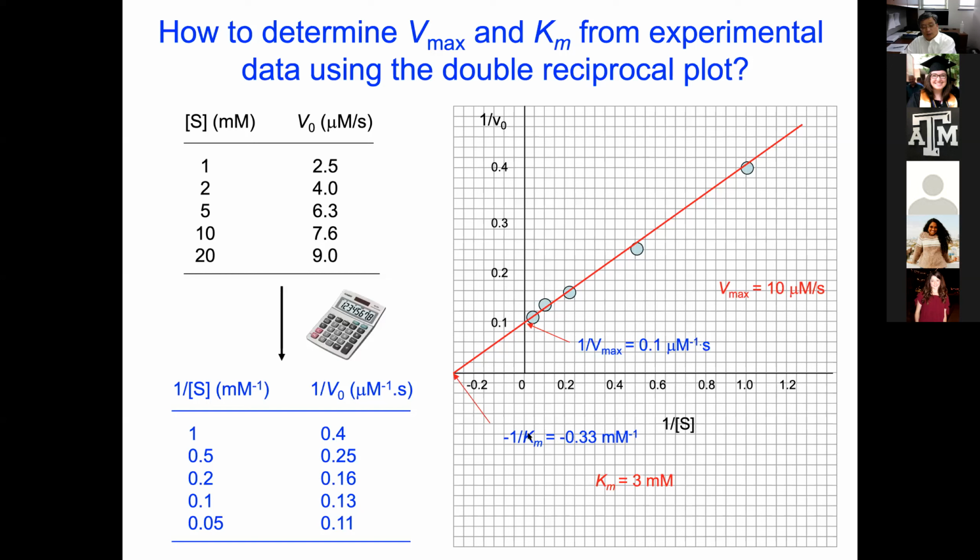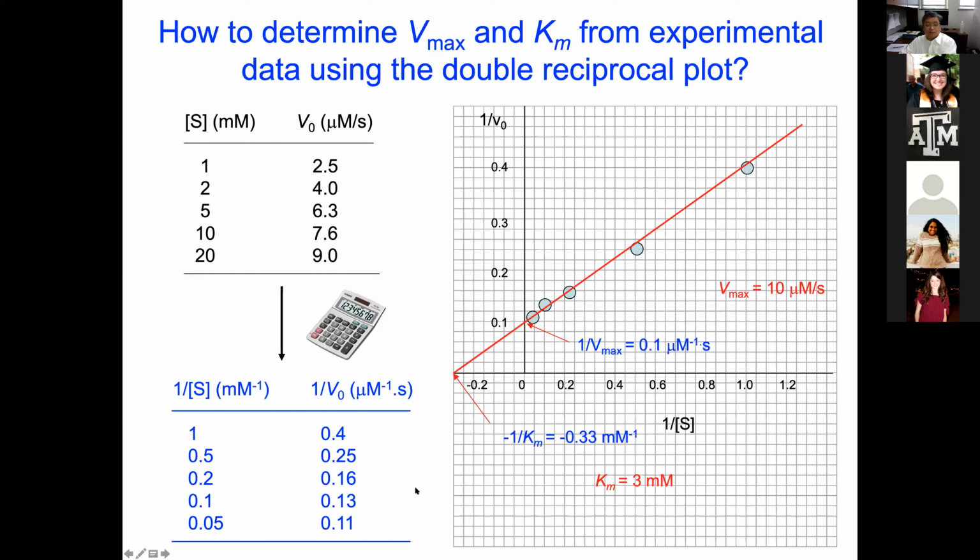This is what we observe: this plot intersects the x-axis at negative 0.33, the inverse of millimolar. And then we can derive the Km, which equals 3 millimolar. So by doing this kind of double reciprocal plot, we can figure out the exact Vmax and Km of the reaction.